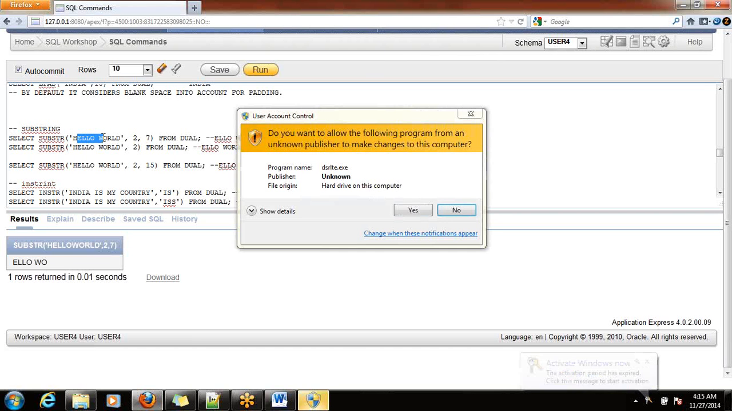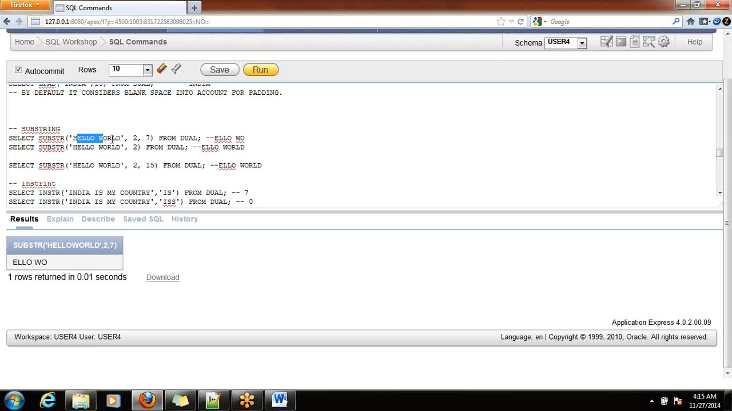But it starts from 0, first position, right? So the first argument, the second, it begins with 1. When you come to the third argument 7, it begins with a count of 0 and it goes till 7, you can see.